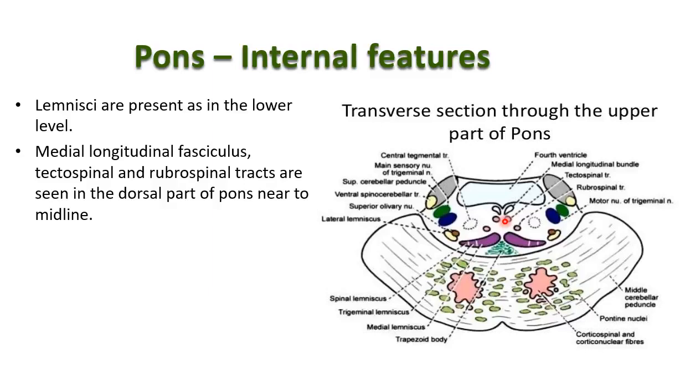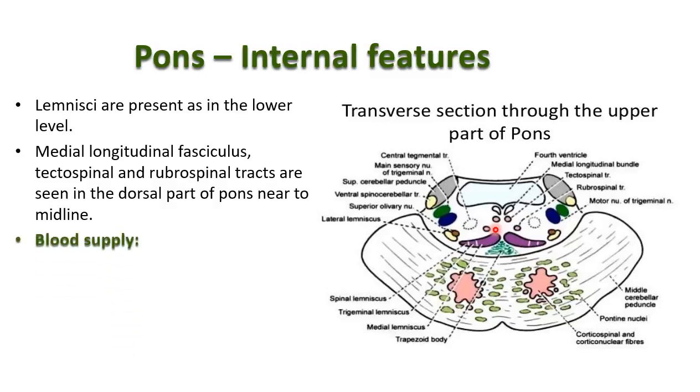So you see the medial longitudinal fasciculus, then you are able to see the tectospinal tract. The main function of the tectospinal tract is to move your neck muscles based on your visual stimuli. Then your rubrospinal tract also. The rubrospinal tract is mainly part of your extrapyramidal system, mainly for the smooth coordination of muscle movement and maintenance of muscle tone.